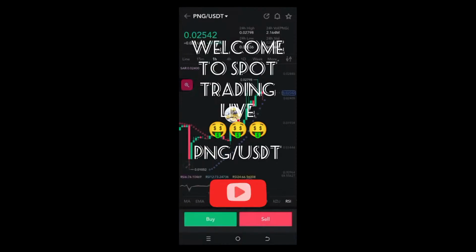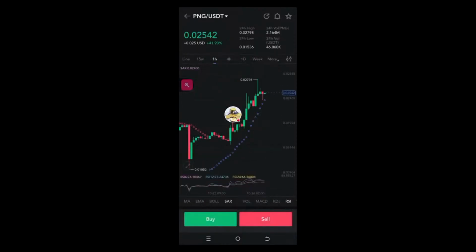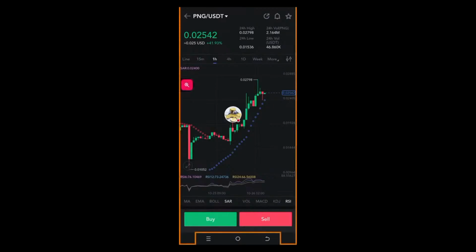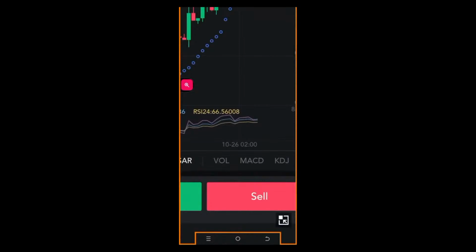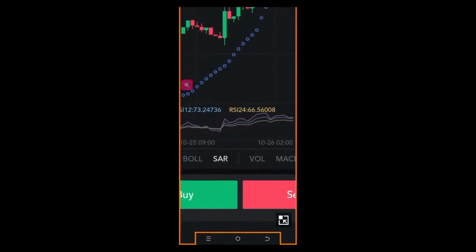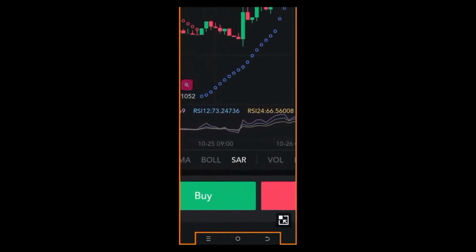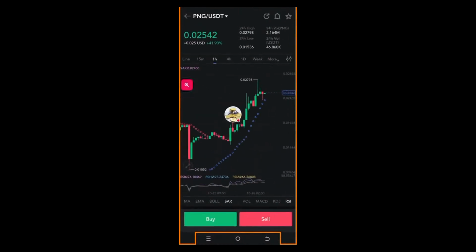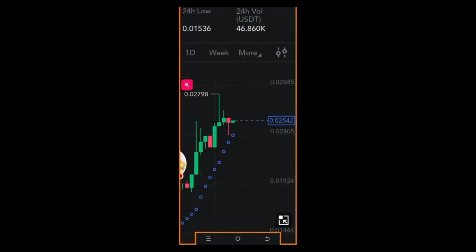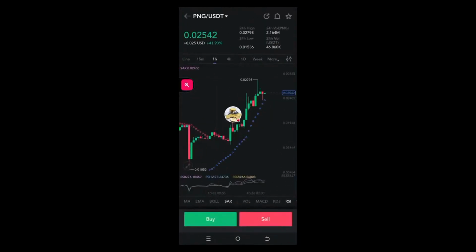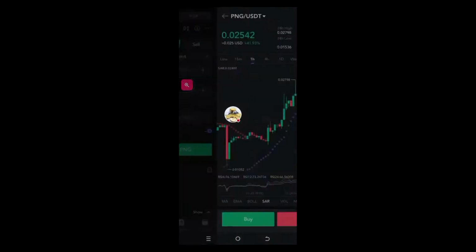Okay, maybe I'll look at this PNG. It looks like it's still in pump mode. And let's check RSI. RSI looks like it's still going up. Okay, let's check it out. Let's try this one out. I hope we won't waste too much time here, but it looks like it's still in pump mode. You can see that it's still going up. Well, it had a little pullback, but let's hope that this will be good.